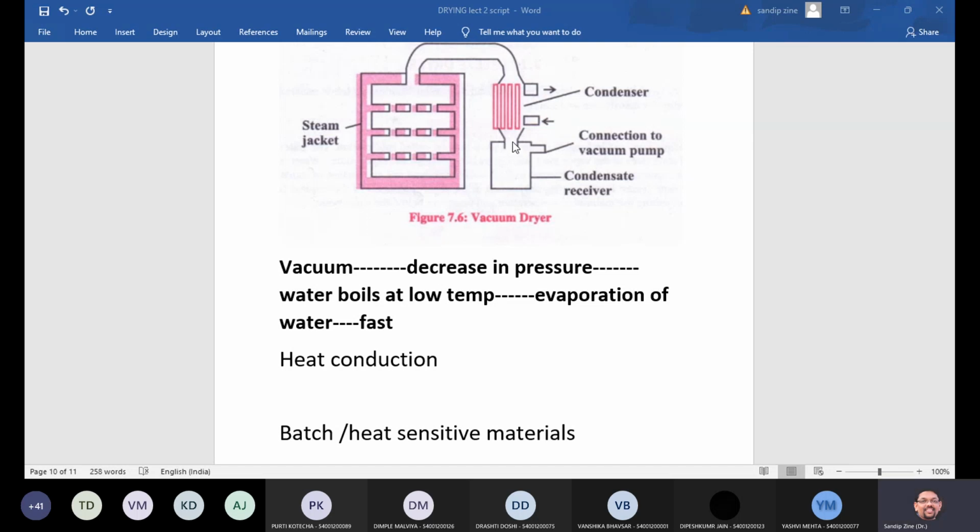So in freeze dryer, next dryer, Sir, can you please repeat the advantages? Yes, yes, Sir, can you please repeat the advantages? Yes, yes, yes.